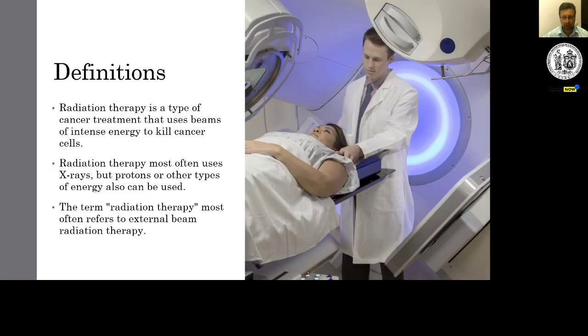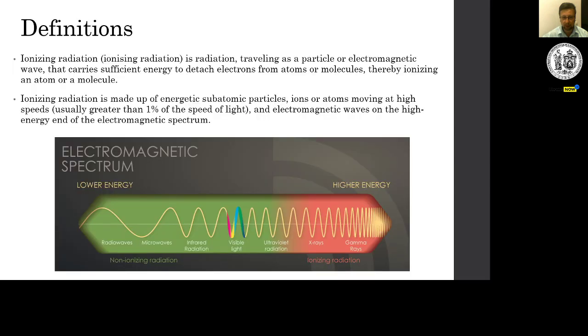So first of all, let's talk about the definitions. Radiation therapy is a type of cancer treatment that uses beams of intense energy to kill cancer cells. Radiation therapy most often uses X-rays, but protons or other types of energy can also be used. The term radiation therapy most often refers to external beam radiation therapy.